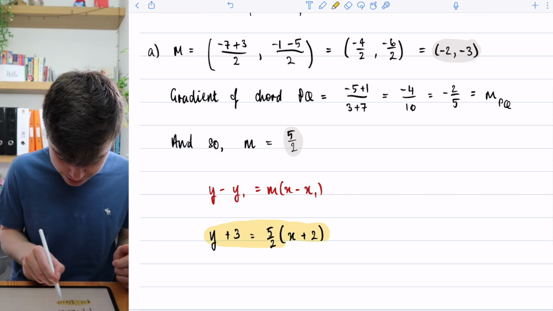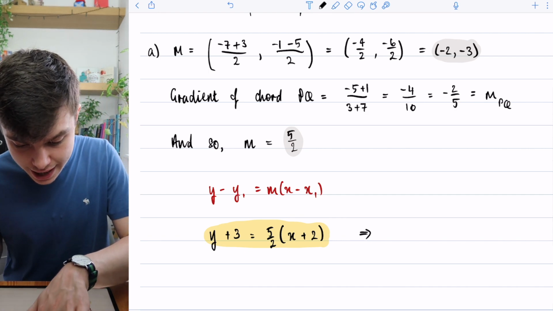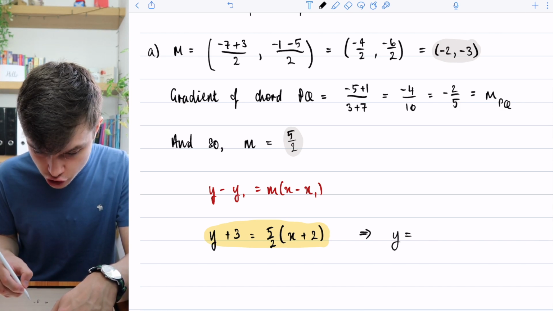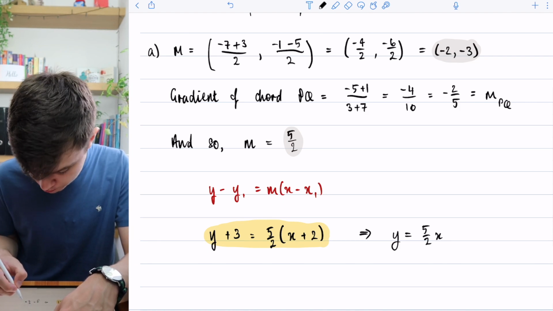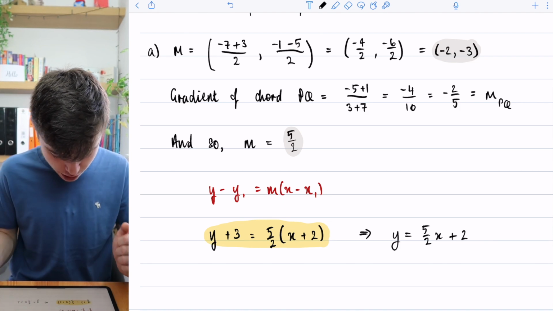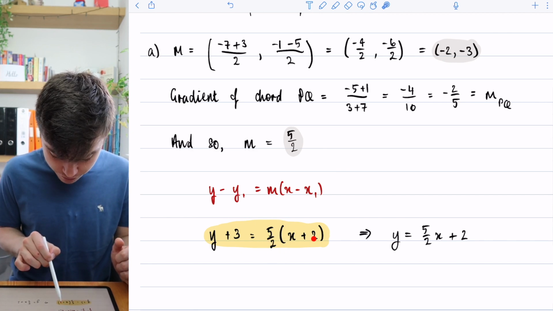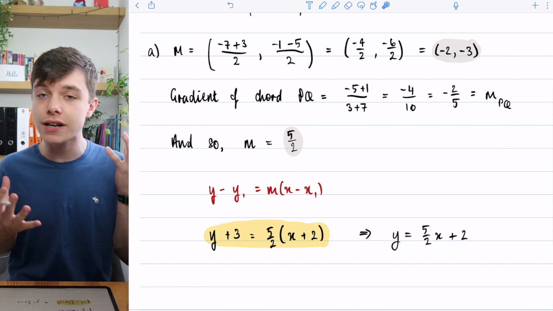If you want to write it in y equals mx plus c, I think it says it here, it does. We will have y is equal to 5/2 x plus 2, and let's see whether that would have been right. It would. We would have expanded this here. That would have given a 5, minus 3 will give us a 2. Okay, so either one is actually correct there.